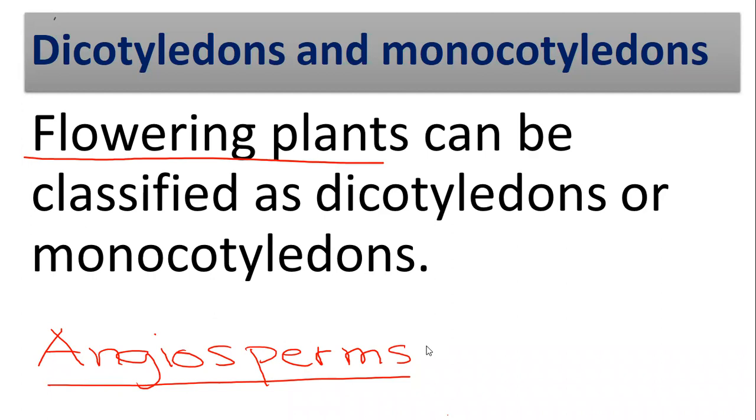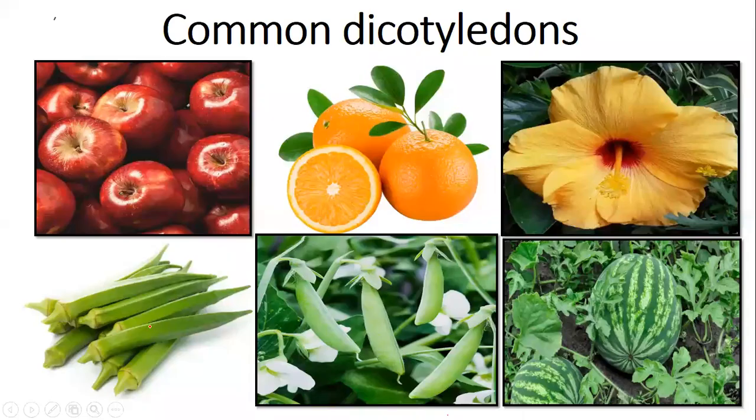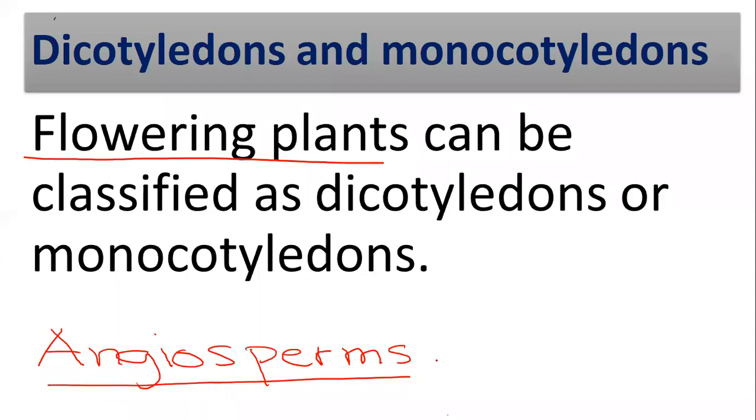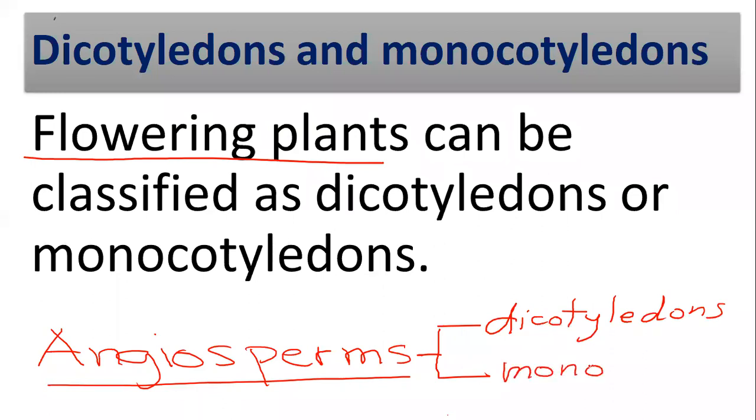Now, angiosperms or flowering plants can be classified into two again. Focus first on the flowering plants or angiosperms. Angiosperms can be classified as dicotyledons and monocotyledons. I hope you are writing. Angiosperms are classified as dicotyledons or monocotyledons. The scientists separate them into dicotyledons and monocotyledons.